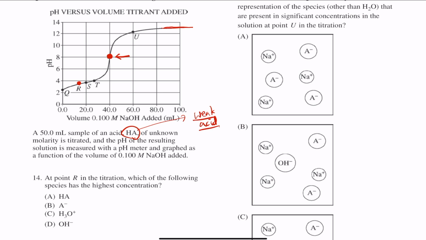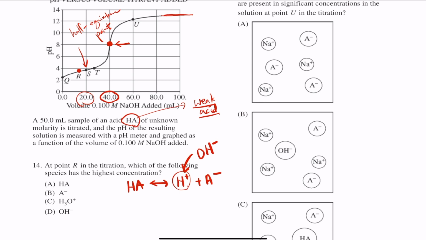Remember, the equivalence point of the titration happens at 40 mL, and the 20 mL, we call that the half equivalence point, right? So that's the half equivalence point. So point R, we're not even at the halfway yet. So what does that mean? Well, if we have this HA dissolving into H plus and A minus, of which the OH is consuming it, well, not much has happened just yet.